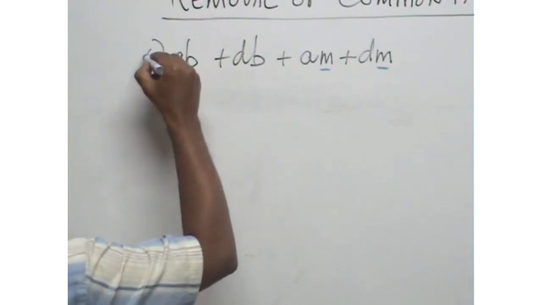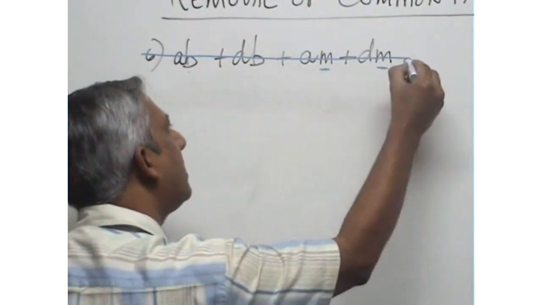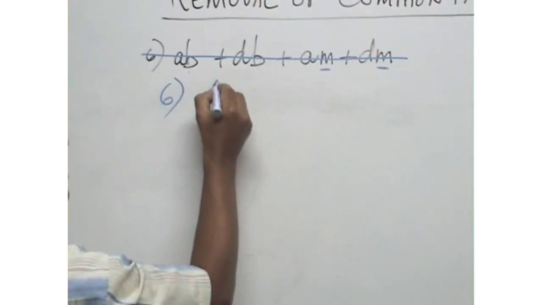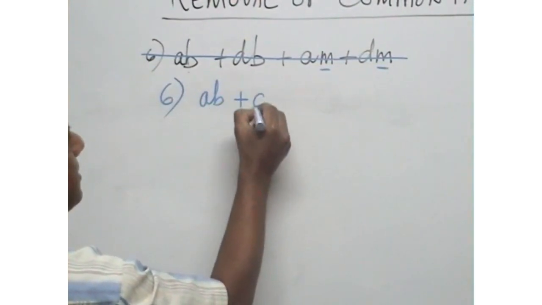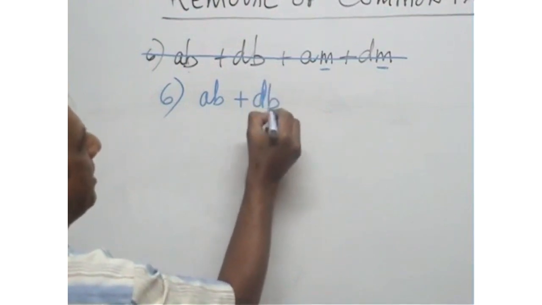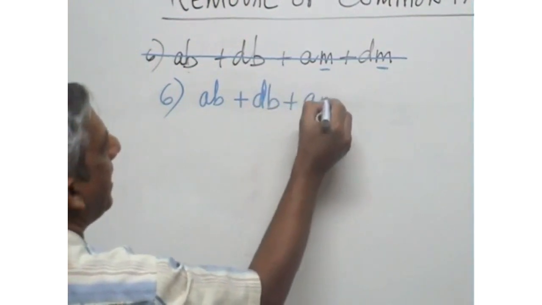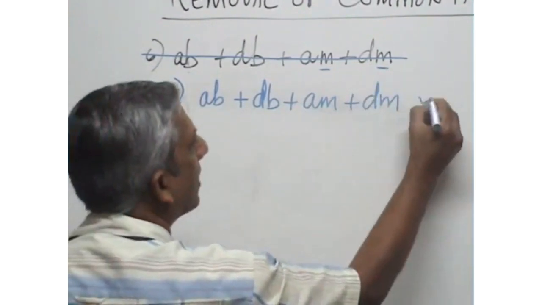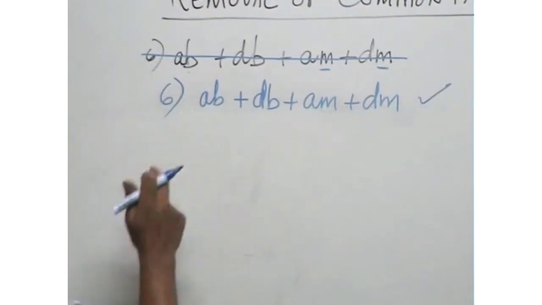Alright, I'm sorry I made a little mistake here, so let's cancel that and let's start. So number 6 is AB plus DB plus AM plus DM. So there is the correct one we're going to work with.